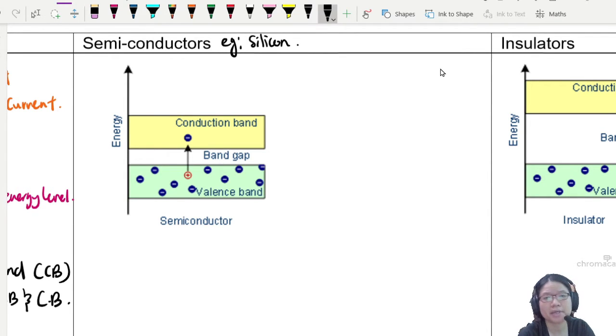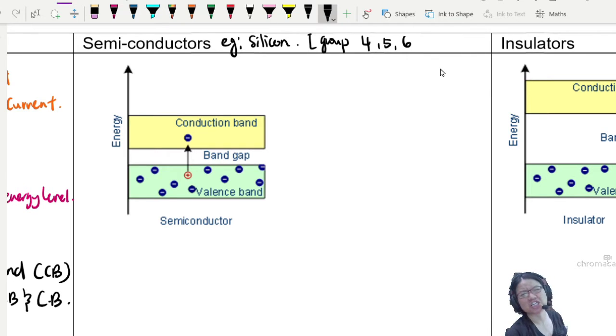Okay. And this one is normally group 4, 5, 6, and all your transitional elements. Things get very complicated after that, right? So somewhere there, okay? And we tend to use this in a circuit.